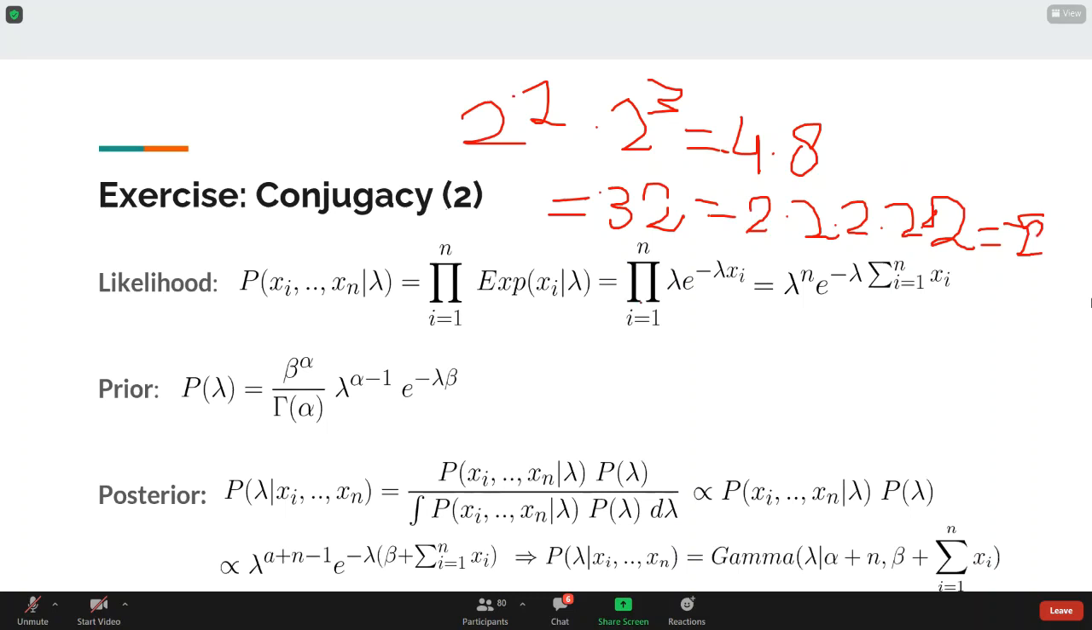So if we have a product of multiple exponentials, we can take the sum of all the terms in the power of the exponential. Nice proof, QED.